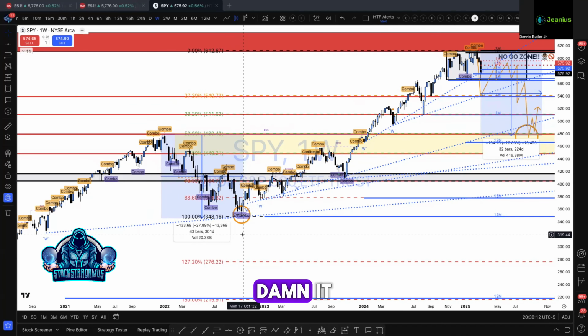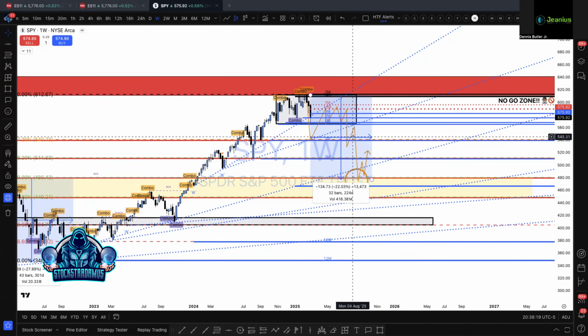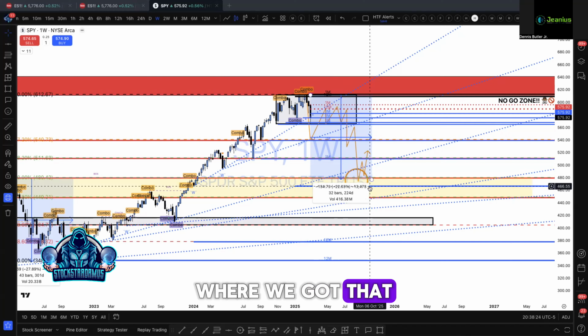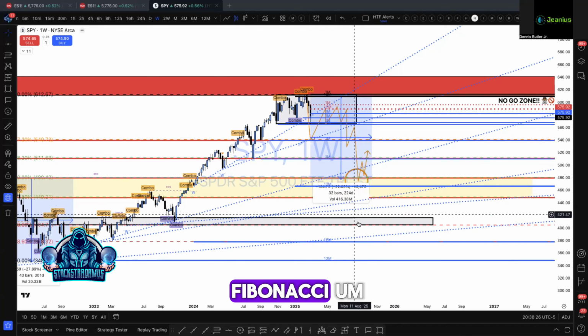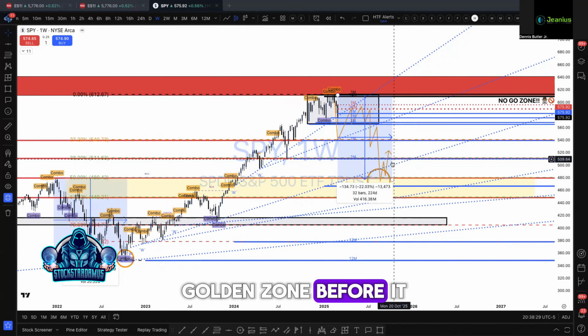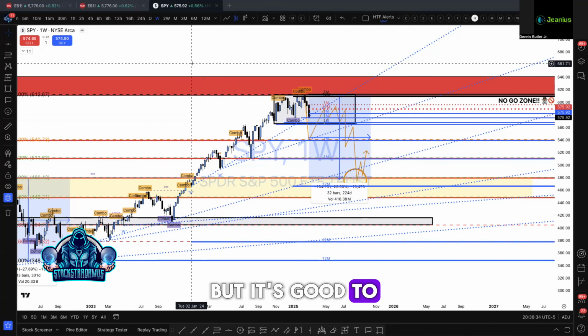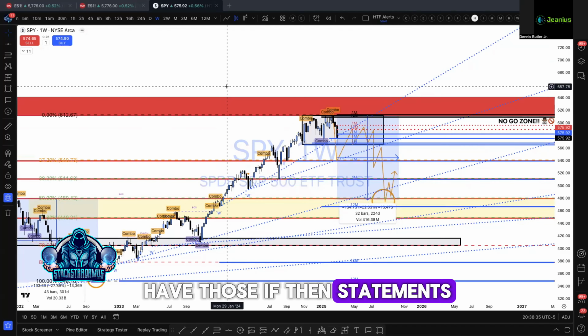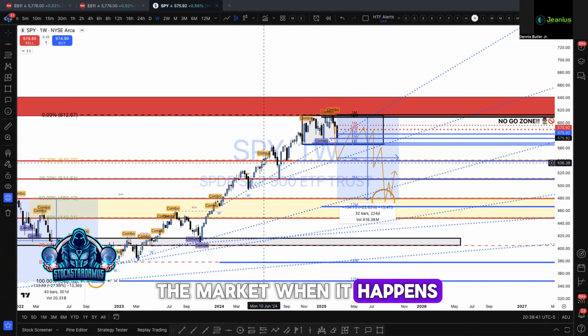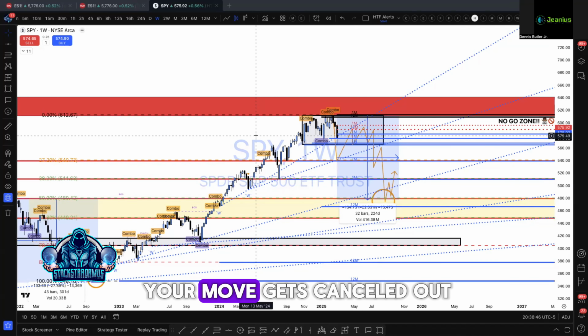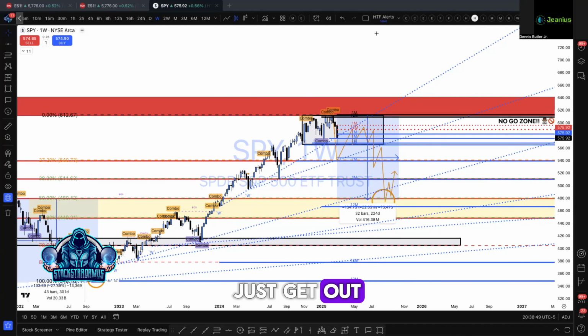It looks like it was about the same time in 2022. So even the little hypothetical that I just did, it ended up at the end of the year in October, where we got that final push down into that Fibonacci golden zone before it continued pushing up right off of this trend line. All this is super hypothetical, but it's good to have those if-then statements, because if certain things start to occur, then you know how to interact with the market when it happens. And if you get stopped out, if your move gets canceled out, then you know to just get out.